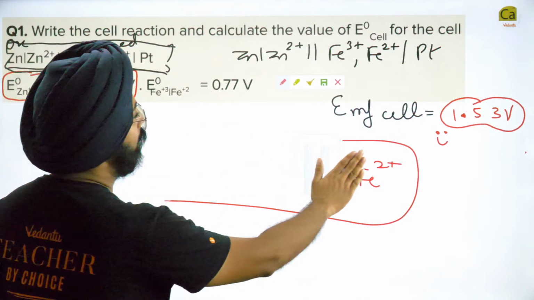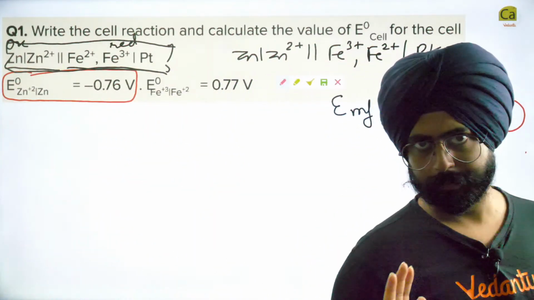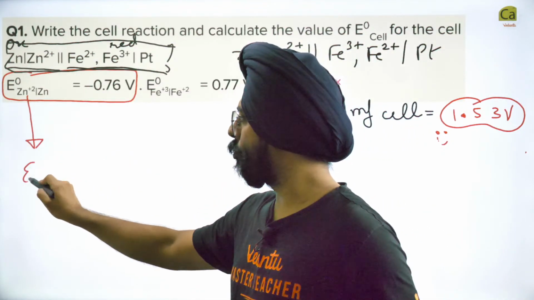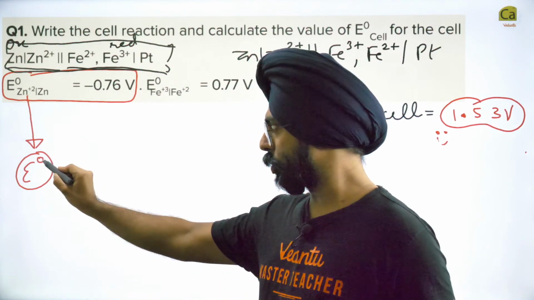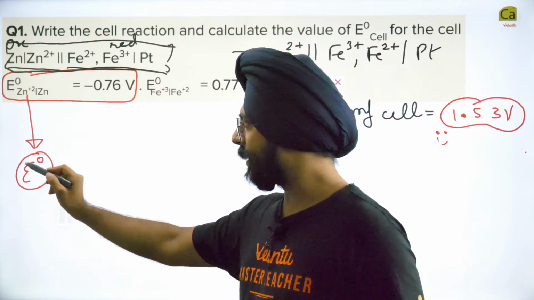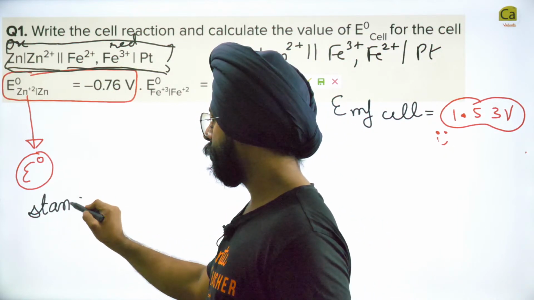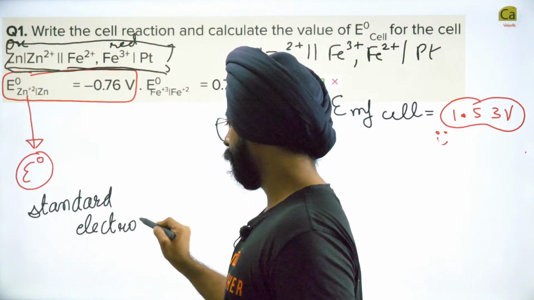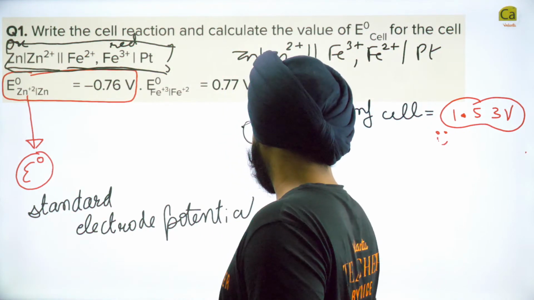You can write it. Now, let me tell you something very interesting. These values that we have been using, do you notice an E naught on top of them? Whenever we write a value with this small circle on top of it, E naught, this value is basically the standard electrode potential. Okay, this is called the standard electrode potential.